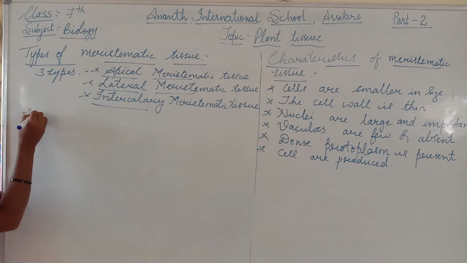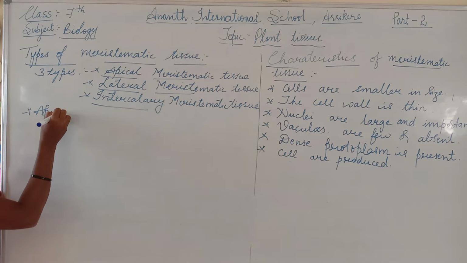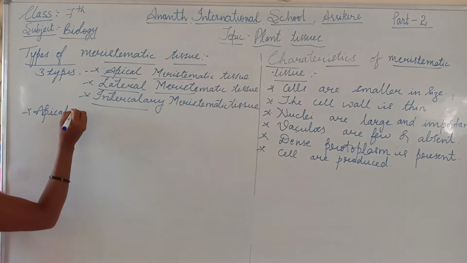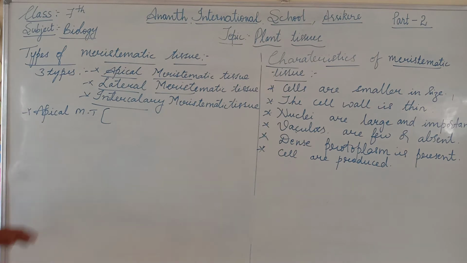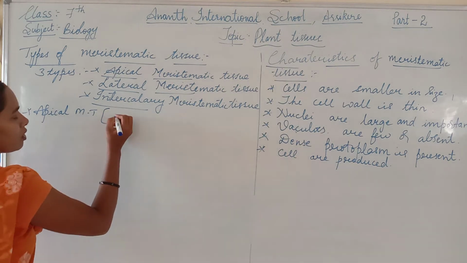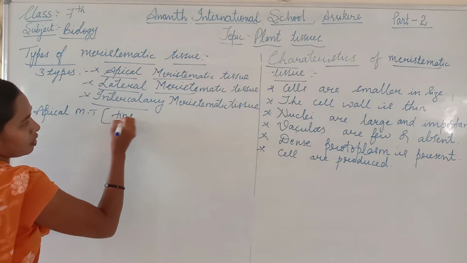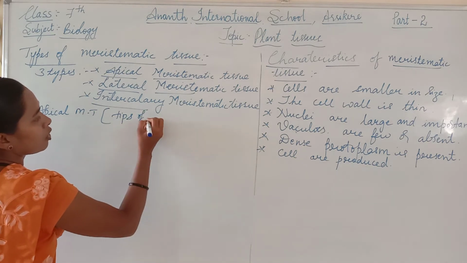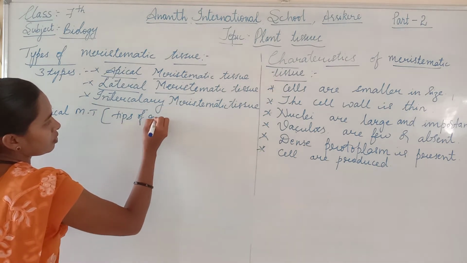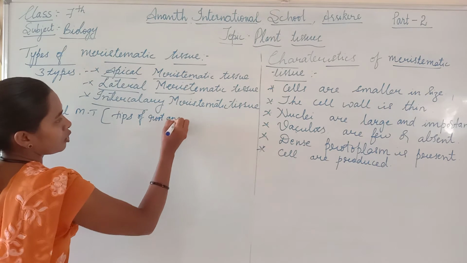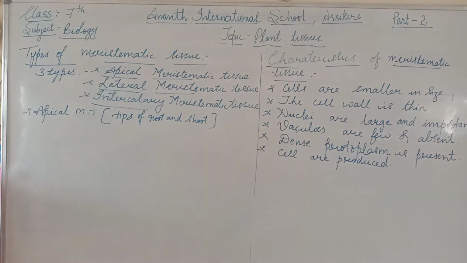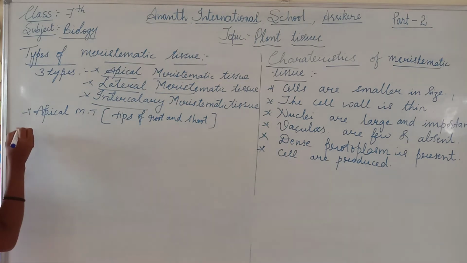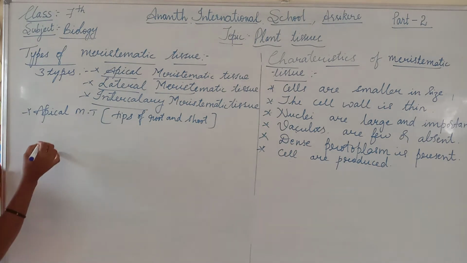So the first one is apical meristematic tissue. Where is it present? This apical meristematic tissue is present in the tips of the root and shoot. It is present in the tips of the root and the shoot. So now let us take a plant diagram.